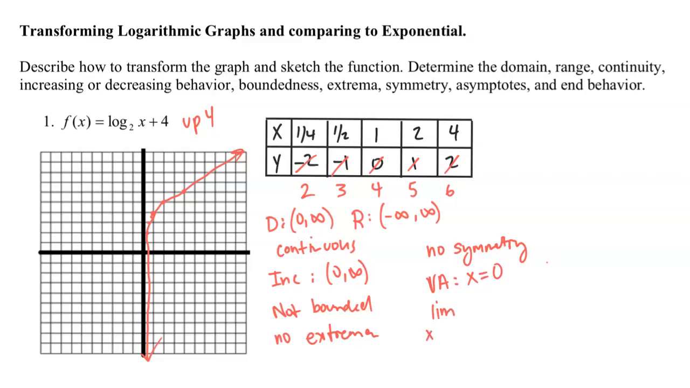And so the limit as x goes to positive infinity of f of x is equal to positive infinity, since as you go to the right end of this graph, the y values are increasing without bound. And then the left end of this graph is actually 0. So I'm going to say the limit as x approaches 0 from the right side of f of x is equal to negative infinity, since the y values decrease without bound as you approach 0 from the right on the x-axis.